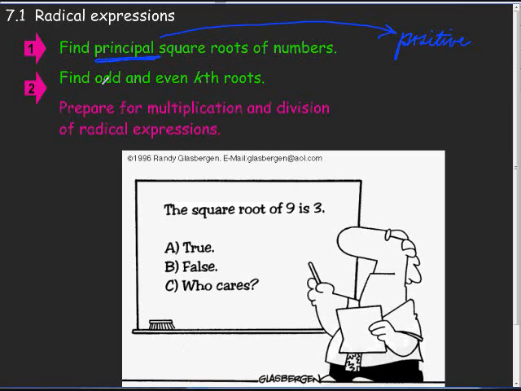We're also going to talk about odd and even kth roots. Well, we could say that a square root is the second root, couldn't we? We could also talk about a cube root, better known as the third root. We could talk about the fourth, the fifth, the sixth. You get it now, don't you? This is why they're saying kth, and k is simply standing for whatever integer we want to put in there.